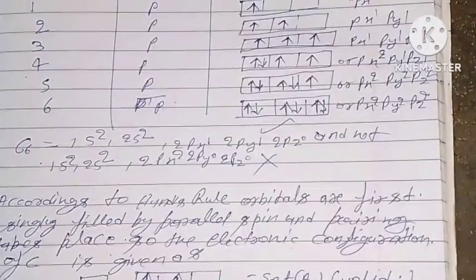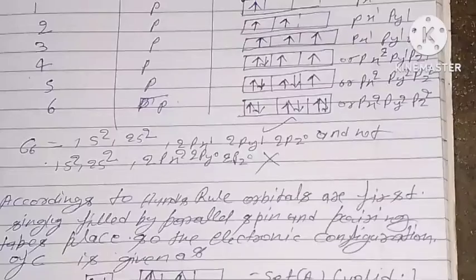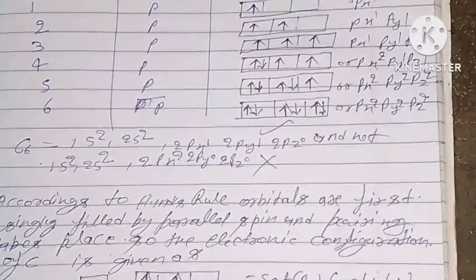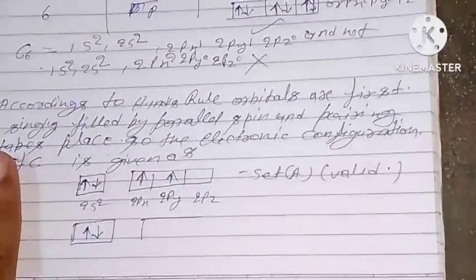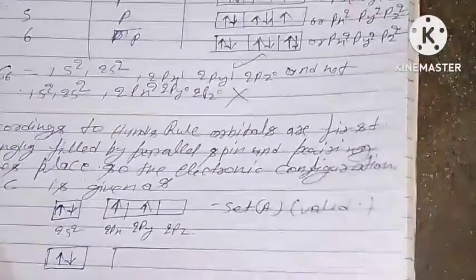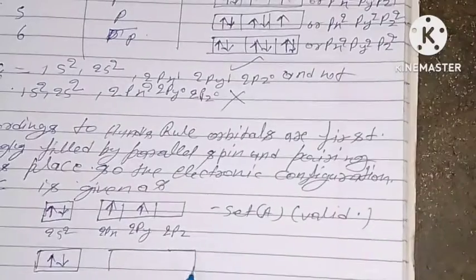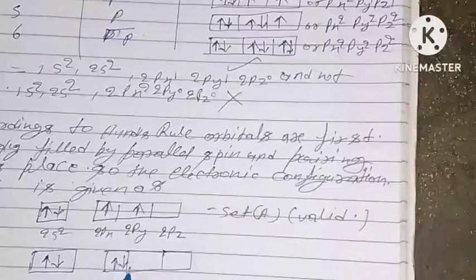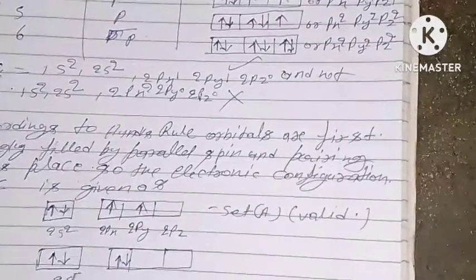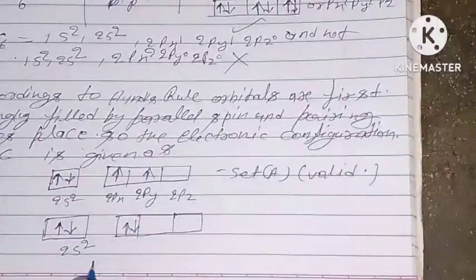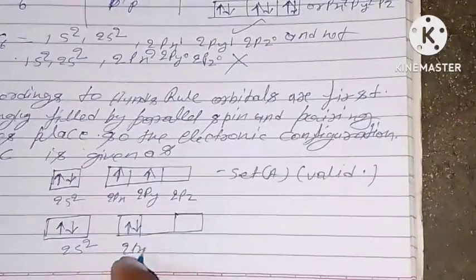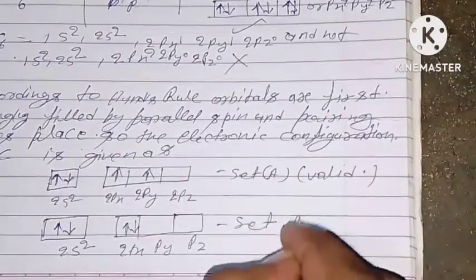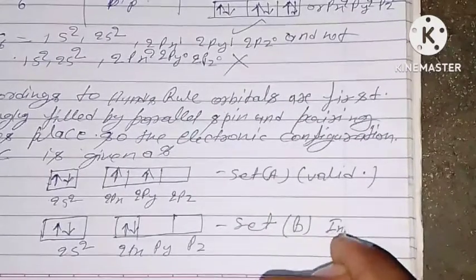And the second, set B: 1s2, 2s2, 2px, py, pz. Set B is invalid.